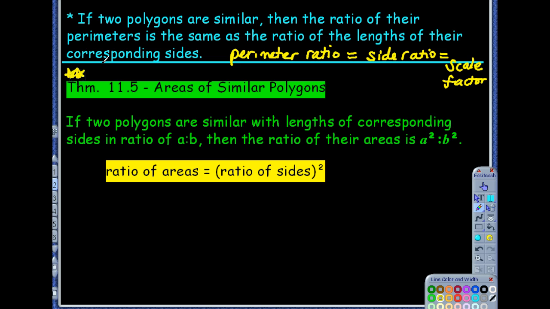Okay, so if you look at the theorem, this is the new piece. It says the areas of similar polygons. Again, it has to be similar. So most of these are probably going to tell you they're similar, or you'll be able to tell they are because they give you the information to determine that. It says if two polygons are similar with lengths of corresponding sides in ratio of A to B, so kind of like the last slide, that ratio of A to B would be 2/5, then the ratio of their areas is A squared to B squared. So the ratio of the areas is equal to the ratio of the sides squared.